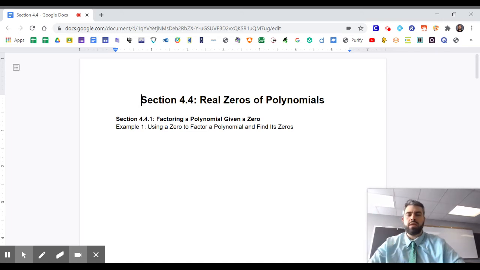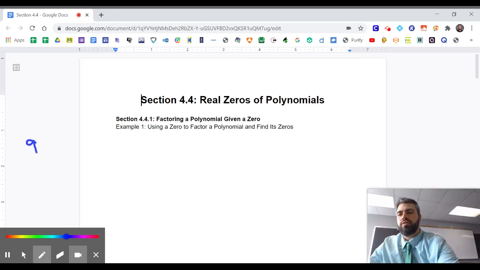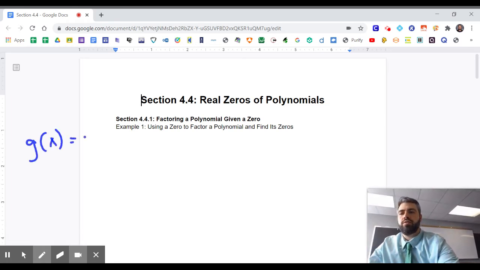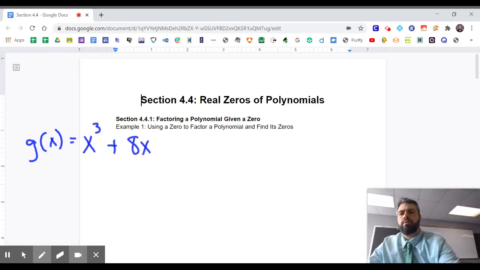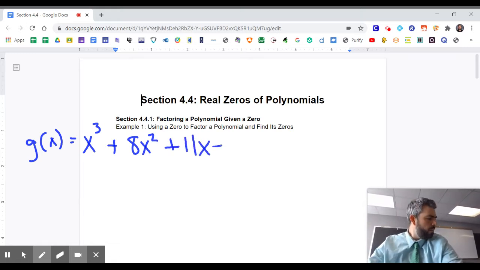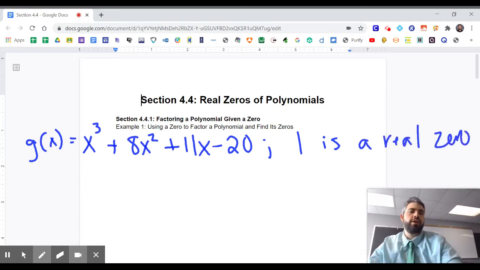Now, there's different ways we can be given information that we have a zero, but most of the time they're going to give us one that's known. So let's look at an example. Let's say that we have g of x, and g of x is the function x to the third plus 8x squared plus 11x minus 20, and I know for sure that 1 is a real zero. I know for sure that is one of my real zeros of my function.